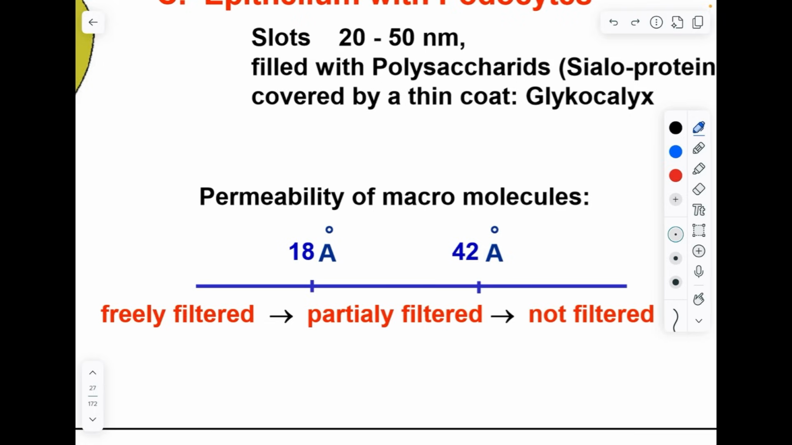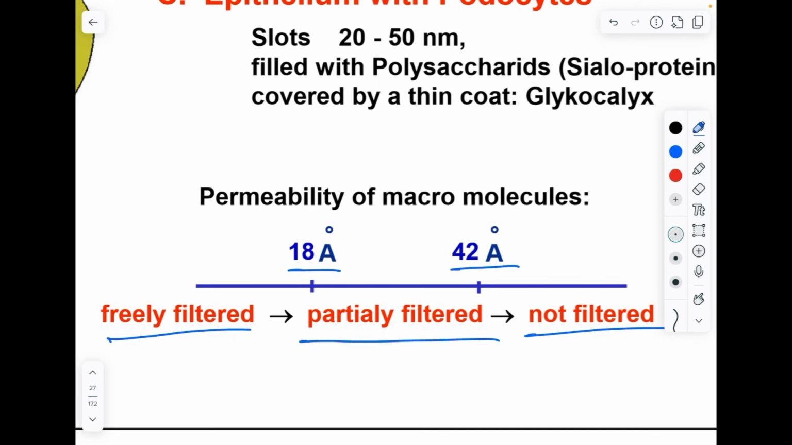Now, what are the sizes that we want to take in consideration? Please remember all of this, okay? If the substance is small, less than 18 angstroms, it's freely filtered. If it's bigger than 42 angstrom, that means bigger than the filtration slit, it's never filtered, of course under normal physiological conditions, as we always say. Now, if it's between 18 and 42, it's partially filtered. This is the first thing that we take in consideration.